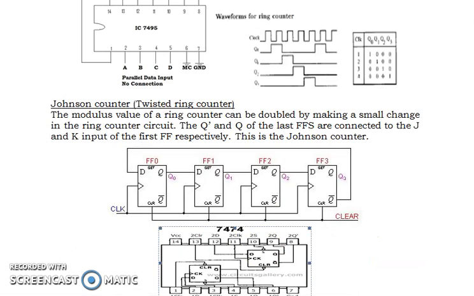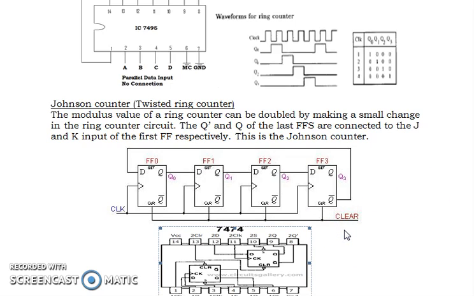Now coming to Johnson counter. Johnson counter is a modified ring counter. Here, if you see the circuit, in ring counter we have taken the connection from Q. In Johnson counter, we will take the connection from Q bar and give it to the input of the first flip-flop. So the register cycles through a sequence of bit patterns, and the mode of Johnson counter is 2n, where n is the number of flip-flops being used.